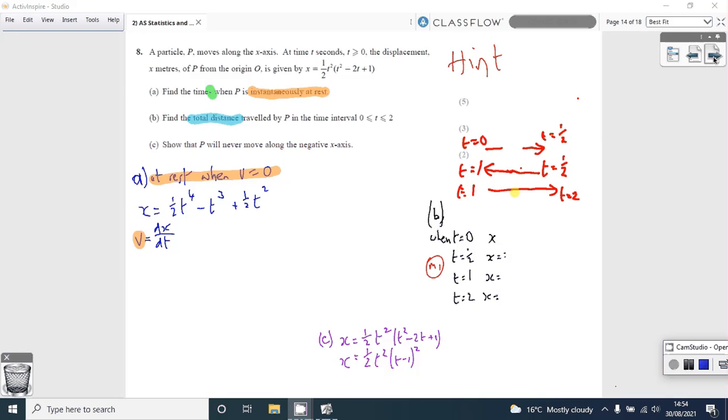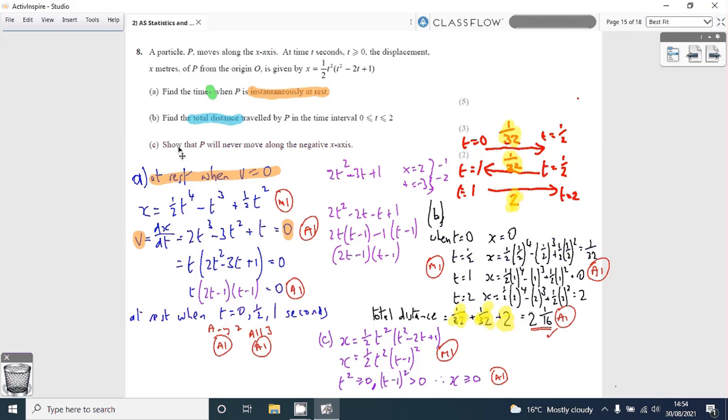So the solution to question 8. We're instantaneously at rest when v equals 0. Multiplying out the displacement equation, I get this one here, half t to the power of 4, etc. Differentiating that, I get dx/dt, which is velocity. Remember how to differentiate: multiply by the current power, reduce the power by 1 for each of the 3 terms, and then set that equal to 0.